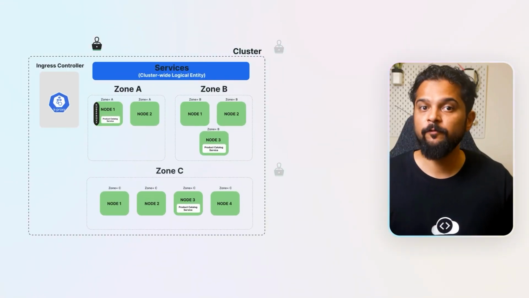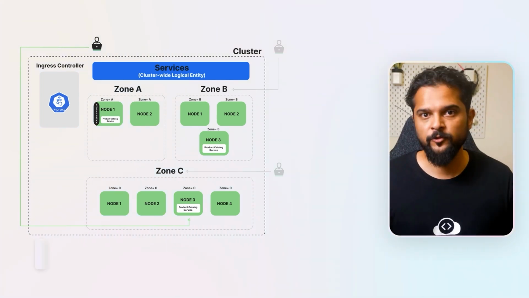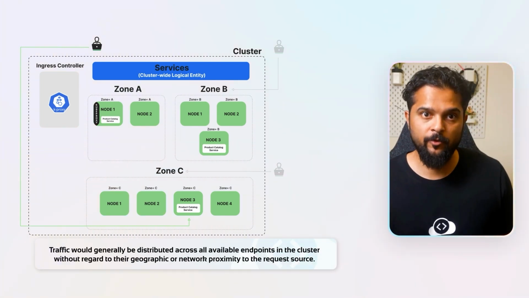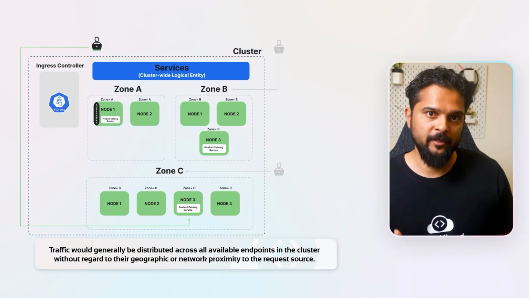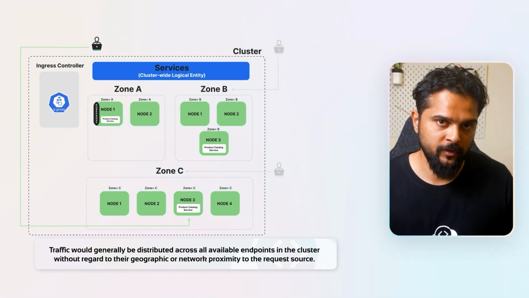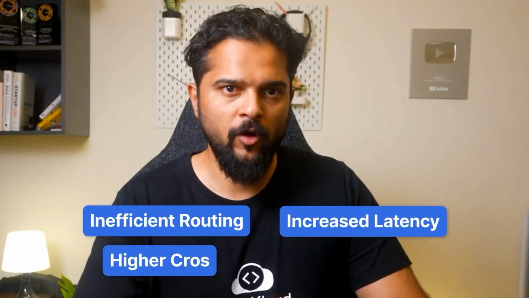Previously, Kubernetes did not offer a straightforward way to influence how traffic is distributed among service endpoints across different zones. Traffic would generally be distributed across all available endpoints in the cluster without regard to their geographic or network proximity to the request source. Now, this often led to inefficient routing, increased latency, and higher cross-zone networking costs, and there was no predictable method to ensure traffic would preferentially route to the closest available endpoint.